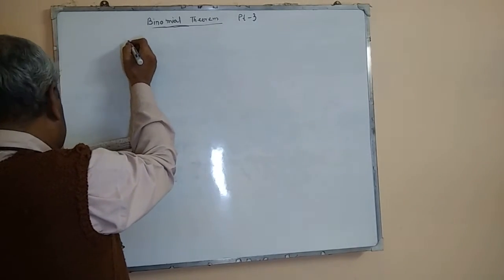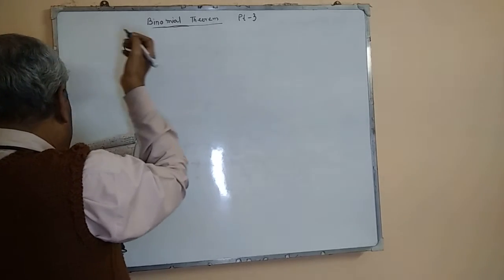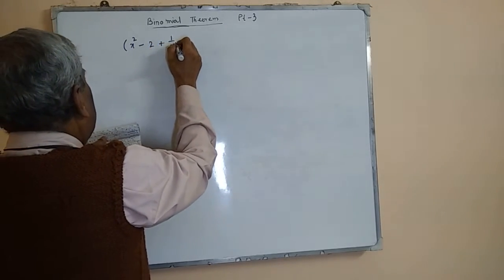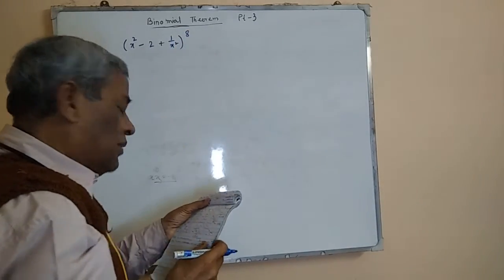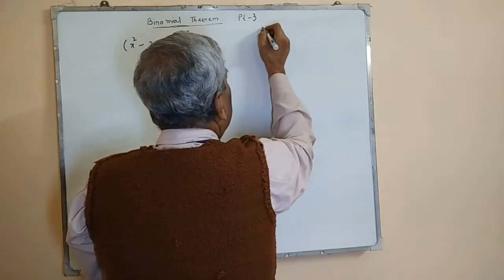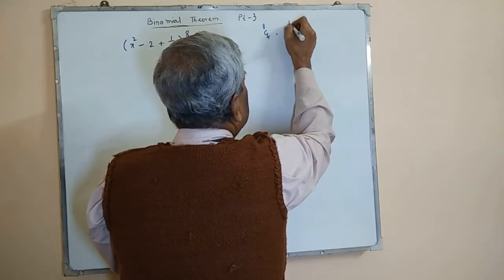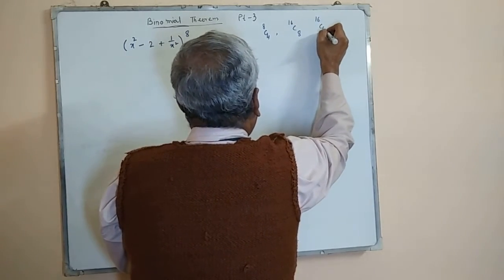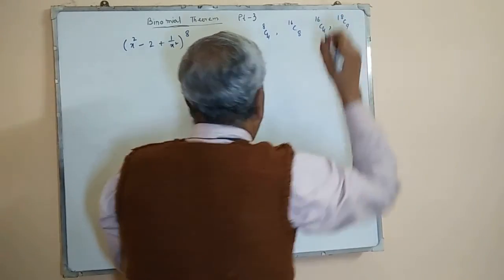In the expansion x square minus 2 plus 1 by x square whole to the power 8, the term independent of x is. Options: 8c4, 16c8, 16c4 and 18c9.